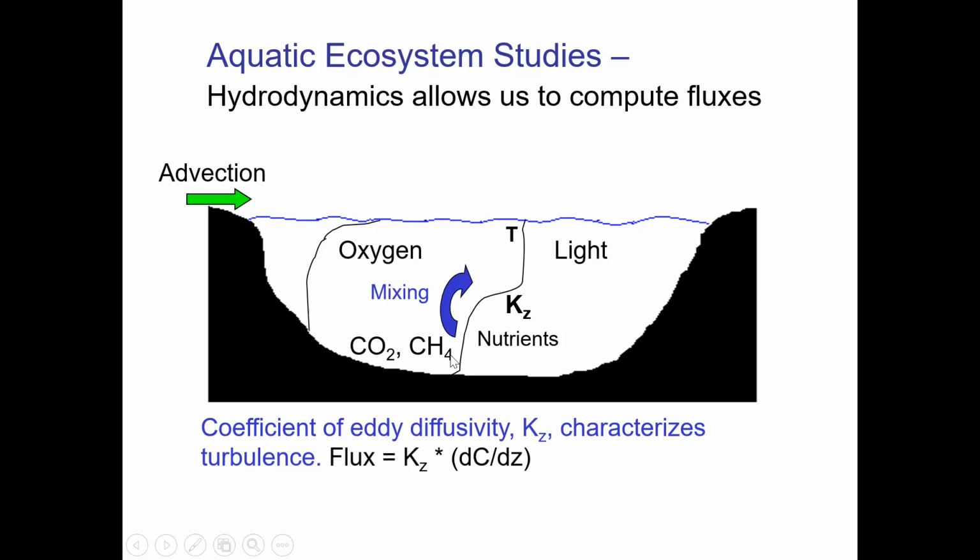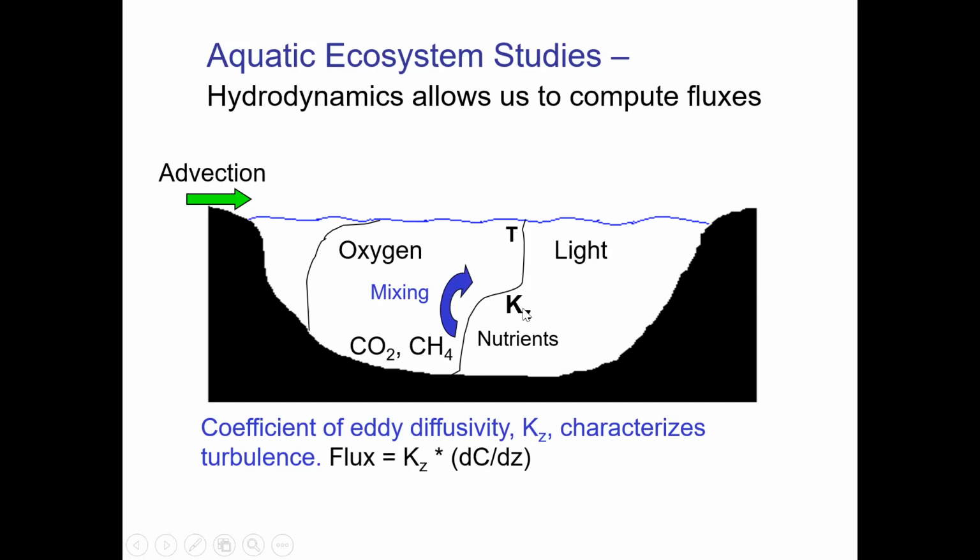Often in a stratified lake, we think the nutrients and maybe the dissolved gases are more concentrated deeper in the water column, whereas light may be up here. This may be the euphotic zone. So that upward mixing of these nutrients is really important for nutrient supply to the phytoplankton, and we need to be able to quantify it.